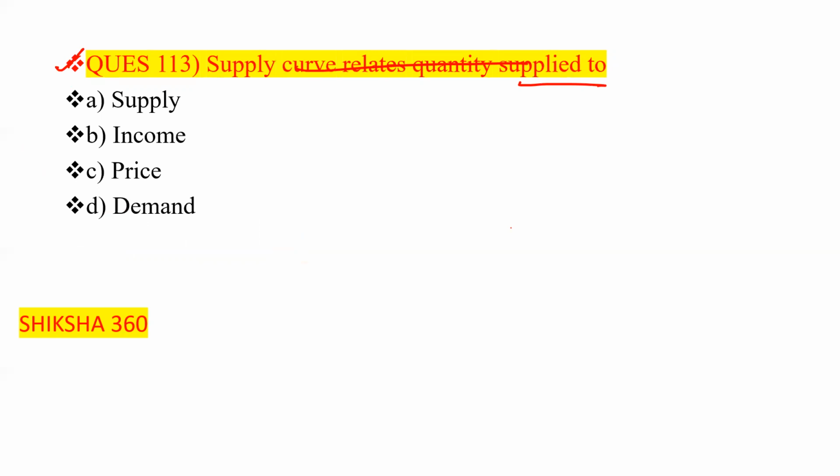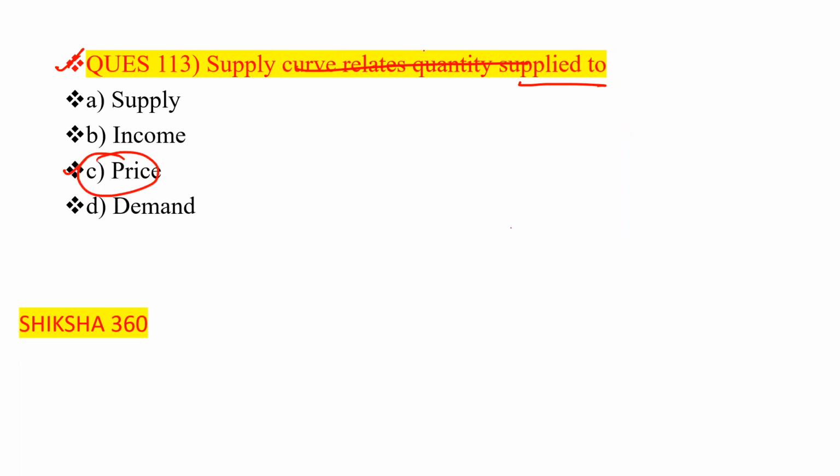So what is the correct answer? The supply curve basically relates quantity supplied to what? Supply, income, price, or demand? We have already discussed this question in the last session, and in chapter number 2 also. The correct answer is option C, that is the price.